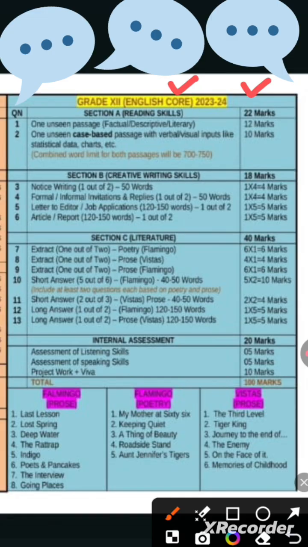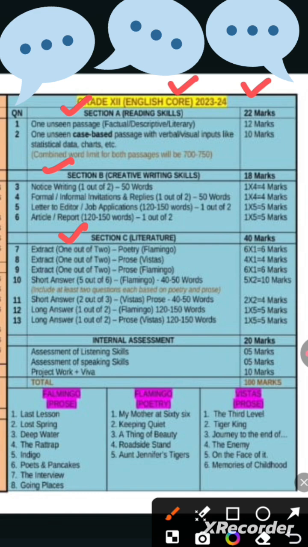Now, here we have, as you can see, three sections. You have Section A, Section B, and Section C. Clear? Section A is the reading, which includes reading skills. Section B includes creative writing skills, and Section C is literature. Now, Section A is for 22 marks.